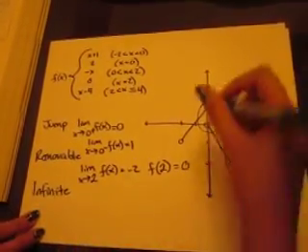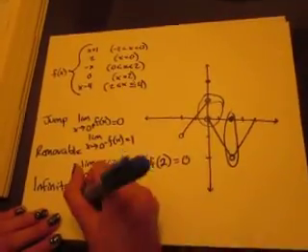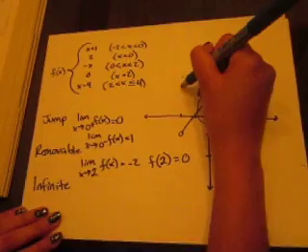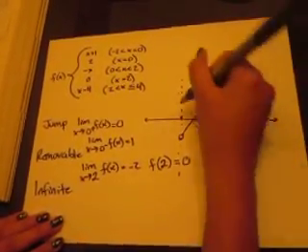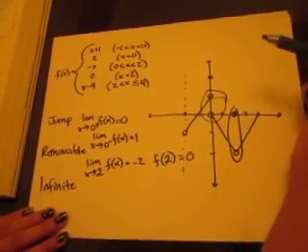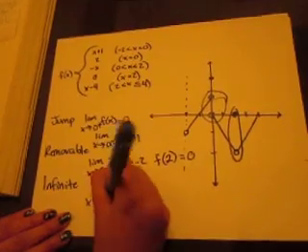Infinite discontinuities mean there's like a vertical asymptote there. That would be occurring at x equals -2, because there's a hole in the line, and there's no dot like there is over here to fill that in. So that's an infinite discontinuity at x equals -2.